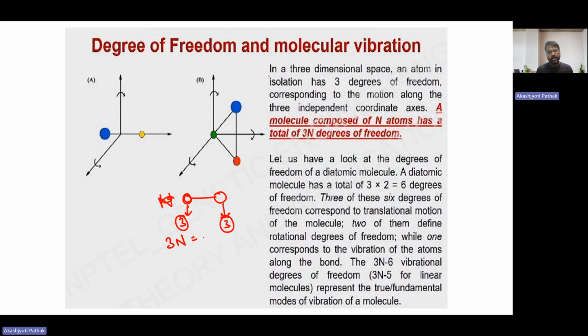So this atom will also show 3 different degrees of freedom, and this atom will also show 3 degrees of freedom. That is why the total number of degrees of freedom will be 3 into 2, which is 6. So if it is a diatomic molecule, then it will have 6 degrees of freedom. Out of these 6 degrees of freedom, 3 will be the translational motion, that is along the x-axis, y-axis, or z-axis. 3 will correspond to the rotational motion.